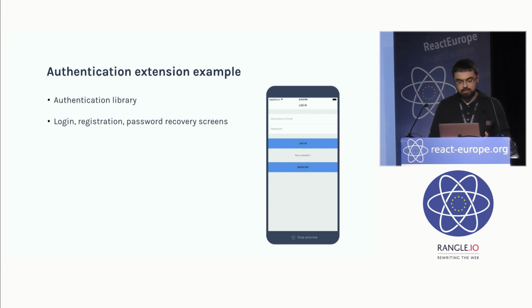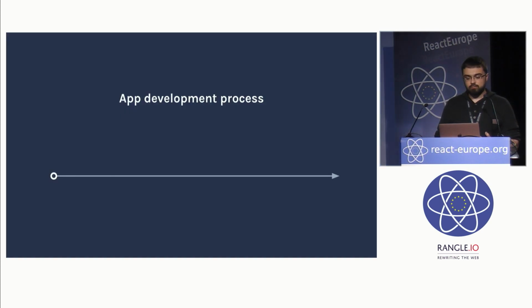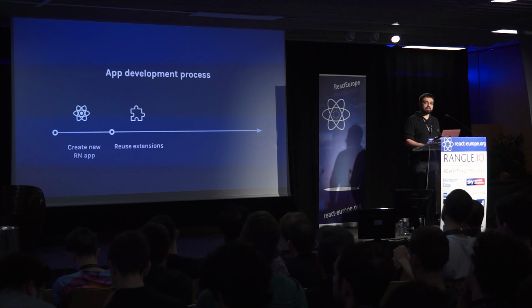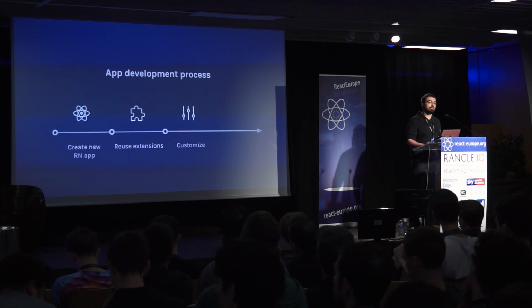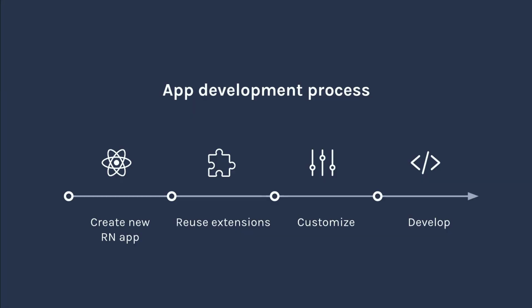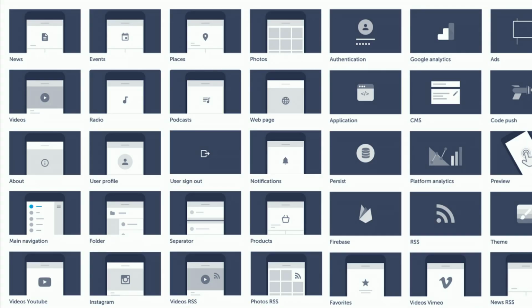How does our app development process look like? First, you create a React Native app. Then you reuse and customize extensions that suit your needs. And finally, you focus only on developing something that your users need. We created and open sourced over 40 extensions already, so you can start using them in your apps today.